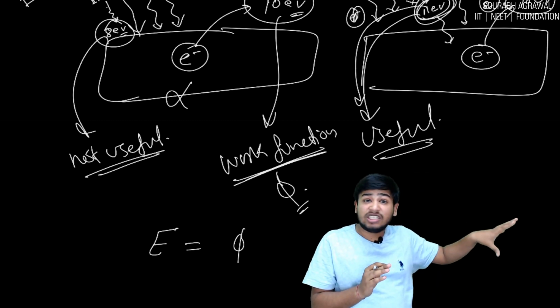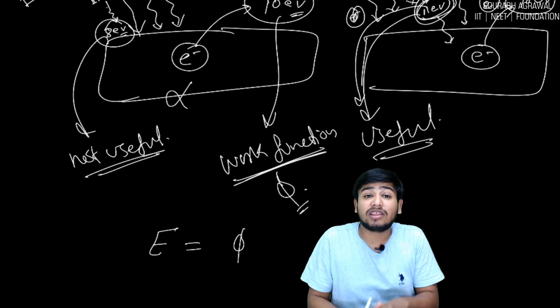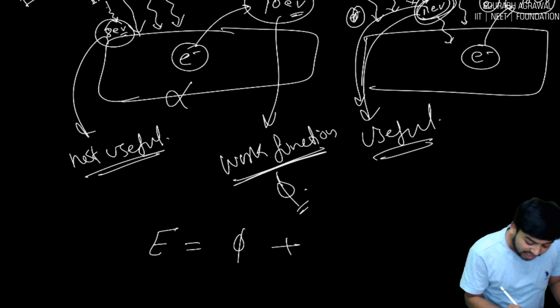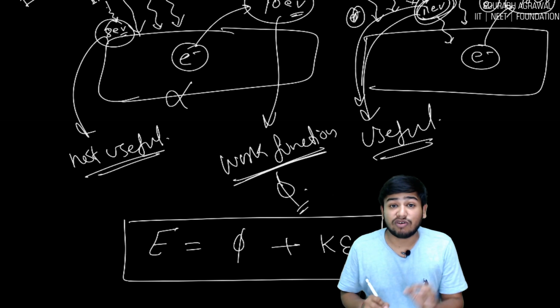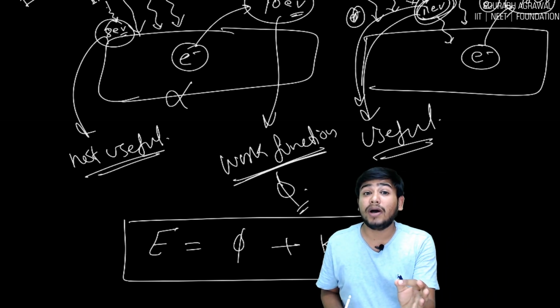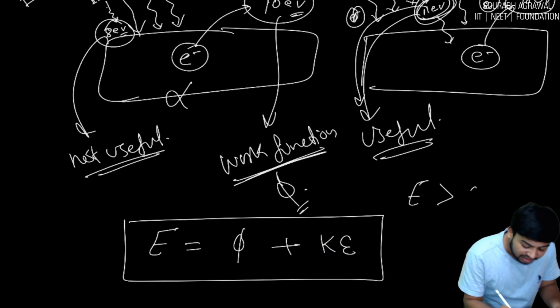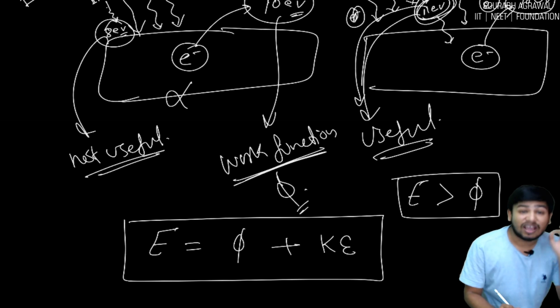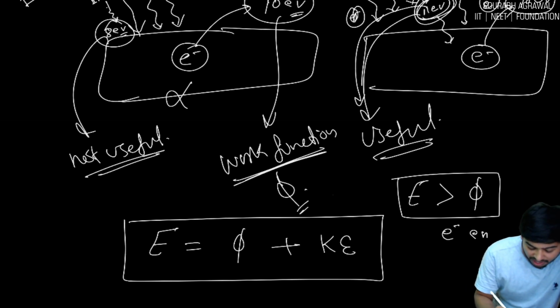E is the total energy that you have given. Phi is the work function, the minimum energy required to break the bond. The rest will be the kinetic energy of the electron. So remember this formula: E is equal to phi plus kinetic energy. But this is applicable when electrons are coming out, when E is greater than phi. Only when E is greater than phi can you say that electron emission will take place.